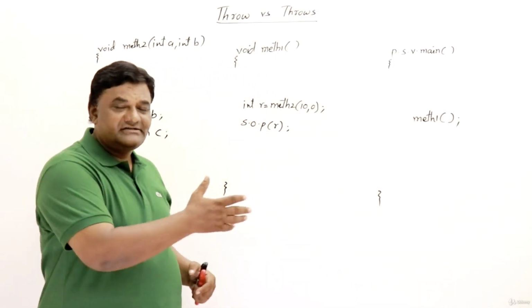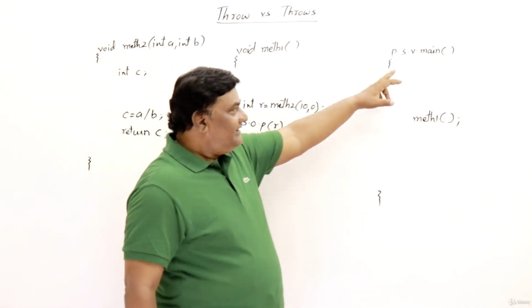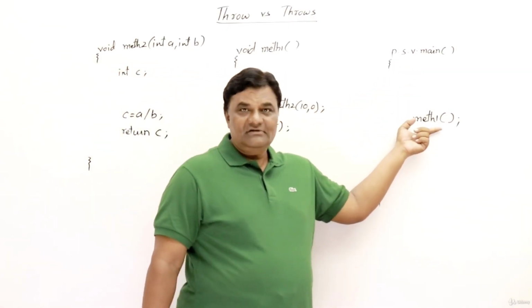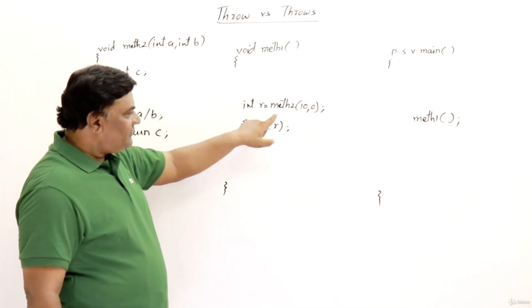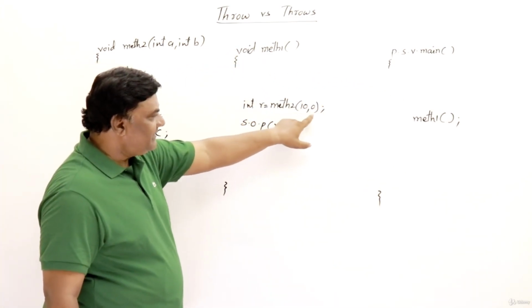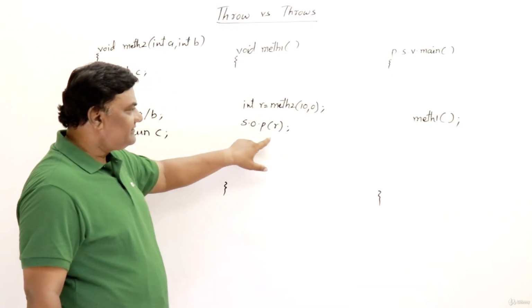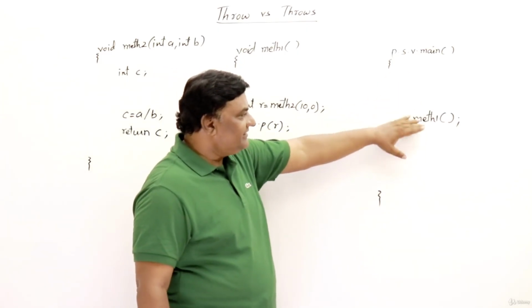For that I have taken some methods. Let us learn from this one. Here is a main method. Main method is calling method 1. And here is method 1. Method 1 is calling method 2 by passing two parameters 10 and 0, and taking the result in R and displaying it. So method 1 is actually called by main.